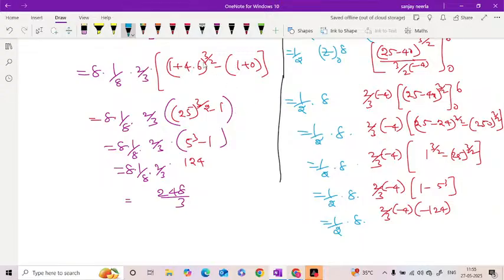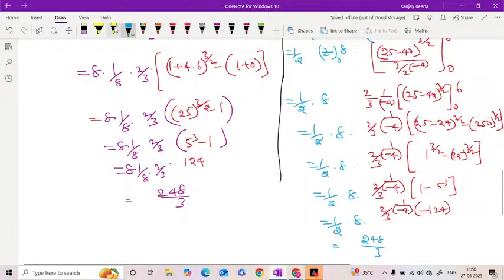Sorry, here there is a mistake. It is minus 1 by 4. So definitely we'll get the final answer as 248 by 3 only. So this 8 will cancel, this 8, 4, 2 will cancel. The result is minus or plus, so 248 by 3. This is the final answer.